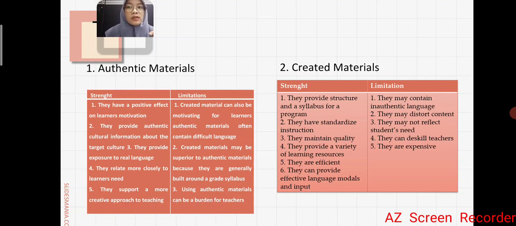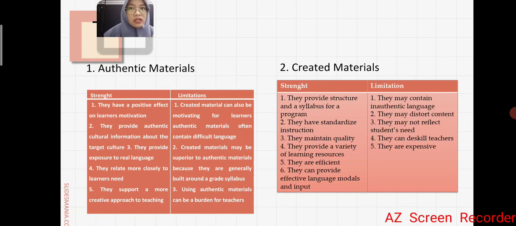There are also some strengths and limitations for created materials. The strength is they provide structure and a syllabus for a program. They have standard instruction. And the third, they maintain quality. And the fourth, they provide a variety of learning resources. And the fifth, they are efficient. And the sixth, they can provide effective language models and input.